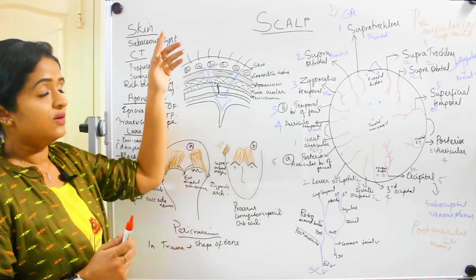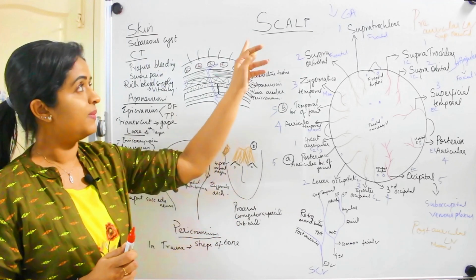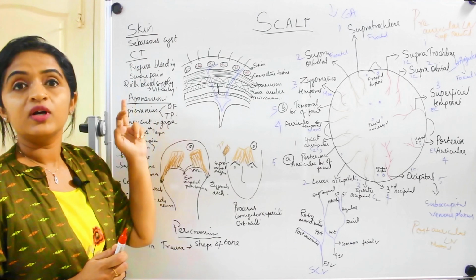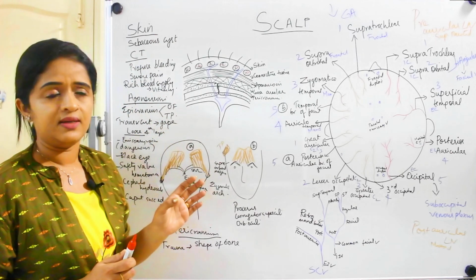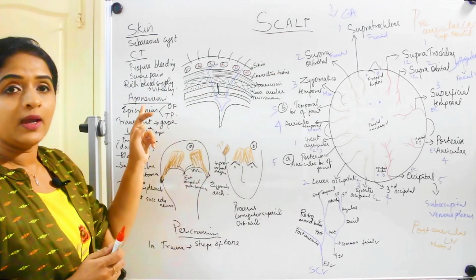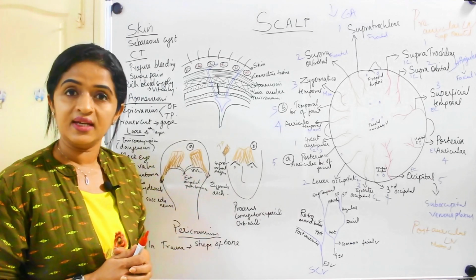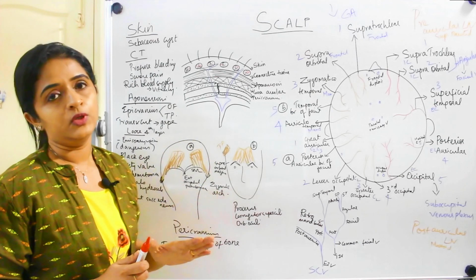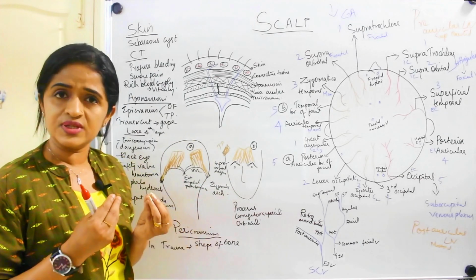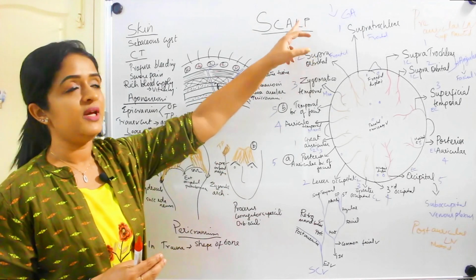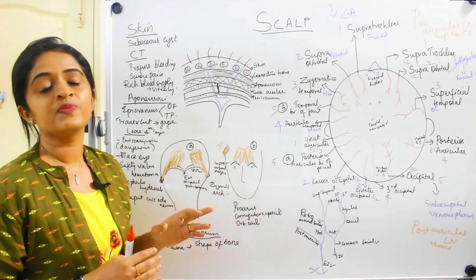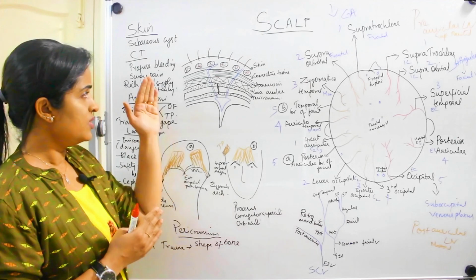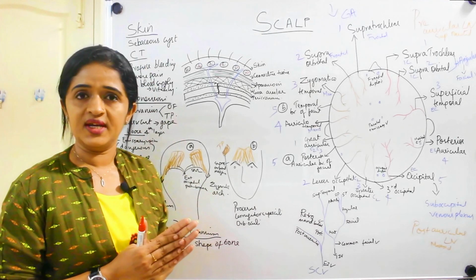So first I will say which are the layers by the mnemonic. S stands for skin, C stands for connective tissue, which is a very dense connective tissue. A stands for aponeurosis, otherwise known as galea aponeurotica. L stands for loose subaponeurotic layer, which is made up of loose areolar tissue, and P stands for pericranium, or it is actually the periosteum of the skull. So these are the 5 layers which we get in the scalp.